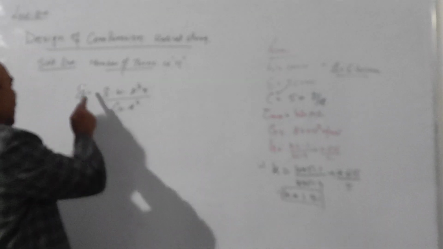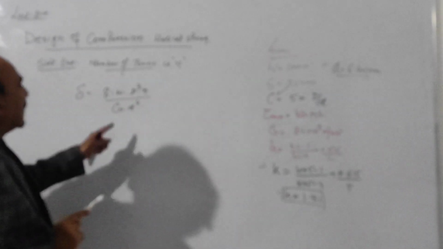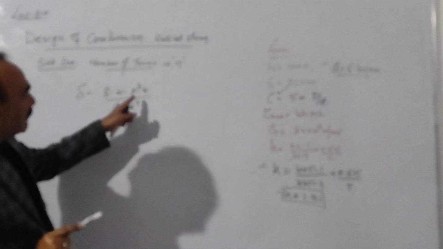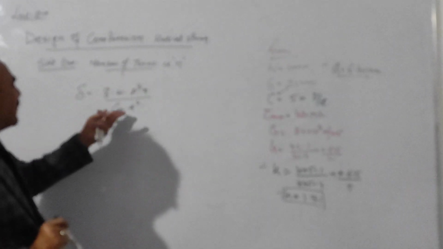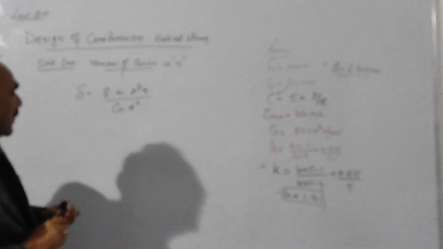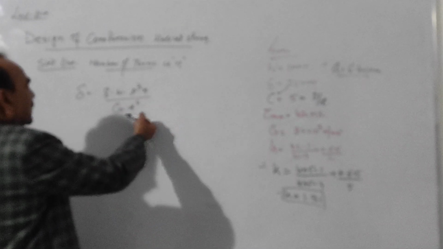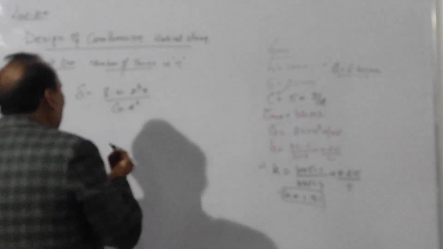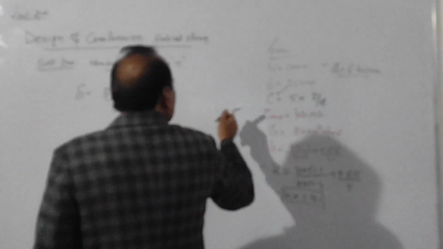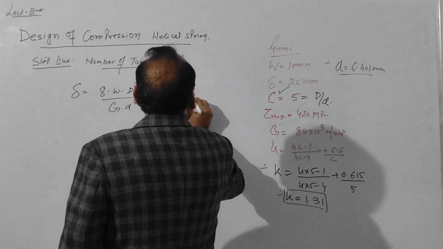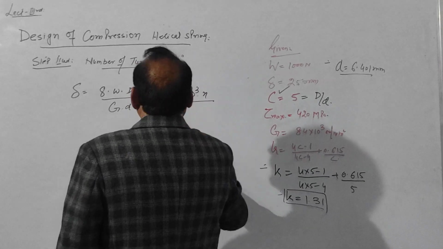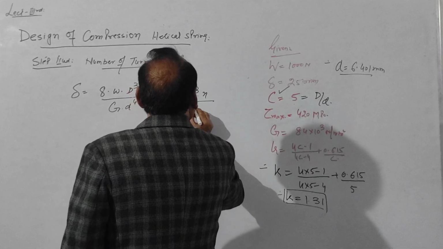Number of turns we will calculate by using this relation. If the deflection is given here, as the deflection given here is 25 mm, W maximum load is also given here, D and small d that you have just calculated, right? The value of G is also given. So by substituting all the values here, you will calculate the number of turns. Right? तो या तो आप इसको सीधा इस तरीके से कर लीजिए, तो अगर इसको C के terms में convert करना है तो वो भी मैं आपको बता देता हूं, because C is also given here. So you can write here 8 into W D cube into N, G into d cube into D.